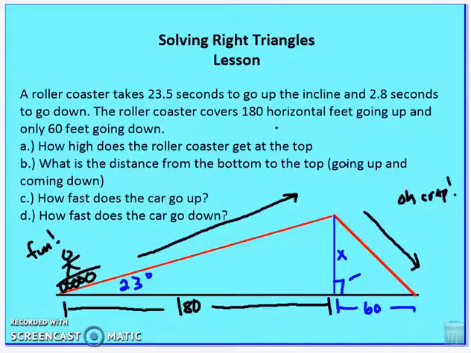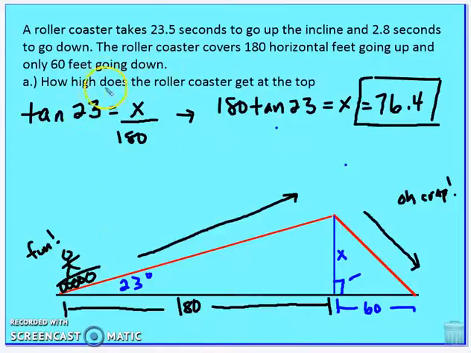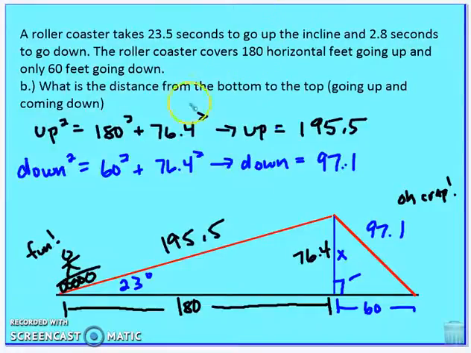So hold on a second. Okay, so the first question, how high does the roller coaster go to the top? We're going to use tangent of 23 degrees. So we're trying to find x, tangent of 23 is equal to x over 180. We solve for x. The vertical elevation is going to be 76.4 feet. And then what's the distance from the bottom to the top going up and coming down? So we're going to use our trig relation, or our Pythagorean theorem. Solve with 76.4. We solve for the hypotenuse here, 195.5.